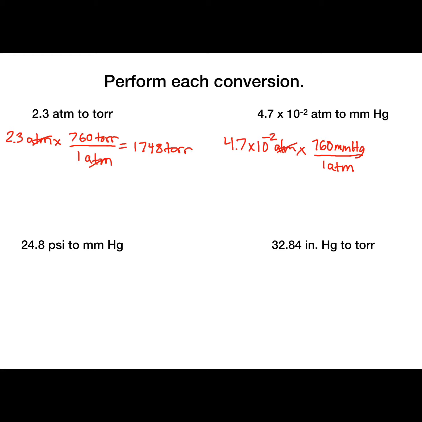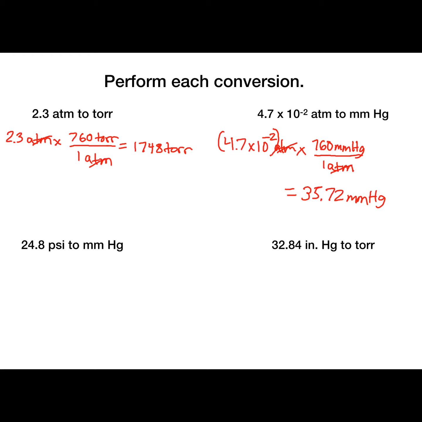Our ATMs cancels out. So all we're doing is 4.7 times 10 to the negative second. Let's put that in our brackets in our calculator, times 760, and we should get 35.72 millimeters of mercury.